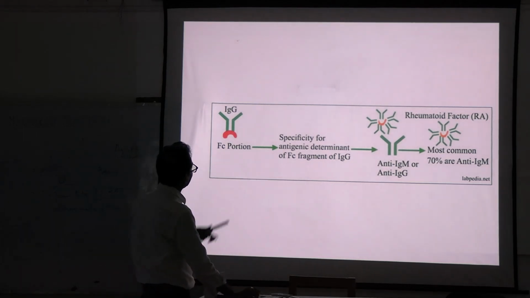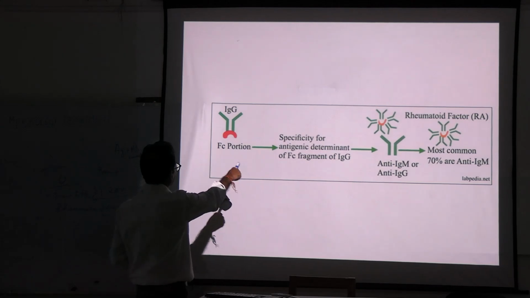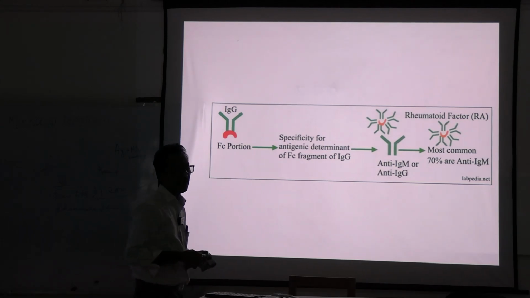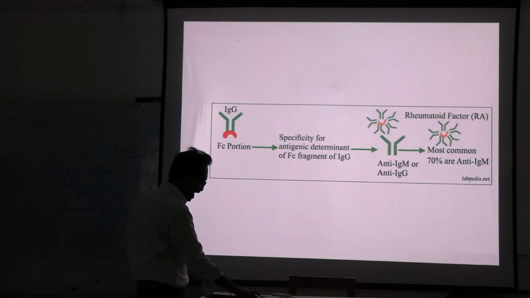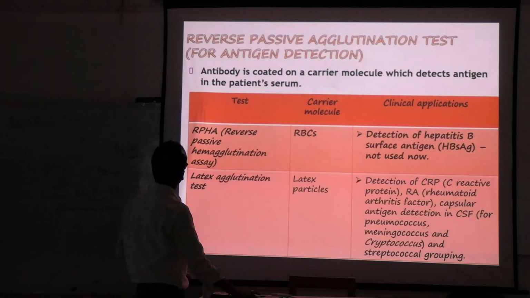So it is anti-specificity for the antigenic determinant of the Fc fragment of the IgG. So it is an IgM against IgG. IgM against IgG. This is usually asked if there is rheumatoid factor.